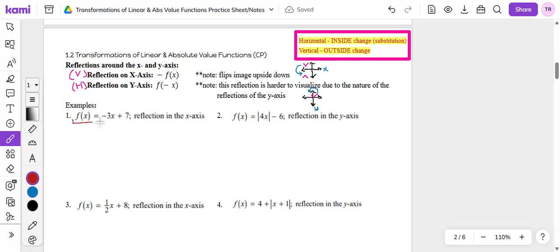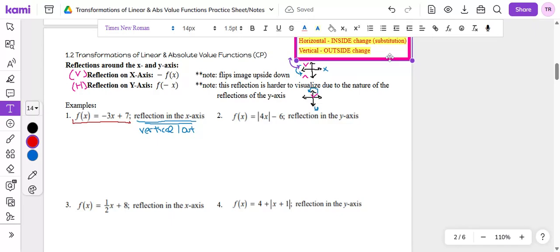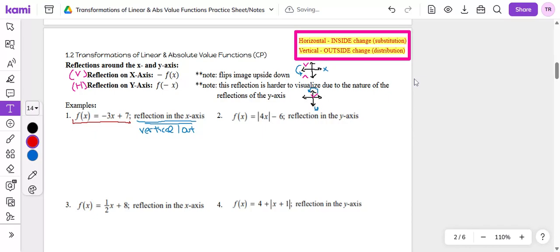I am given an original function, negative 3x plus 7, and I am told that it is a reflection in the x-axis. So if I look up here, that is a vertical movement, and I know that's going to be something that is outside to deal with. In this case, it's going to be a distribution. So actually, I'm going to add that into the notes up here after outside change: distribution. Because that's how we'll deal with it in cases where we put a number in the front of the function.